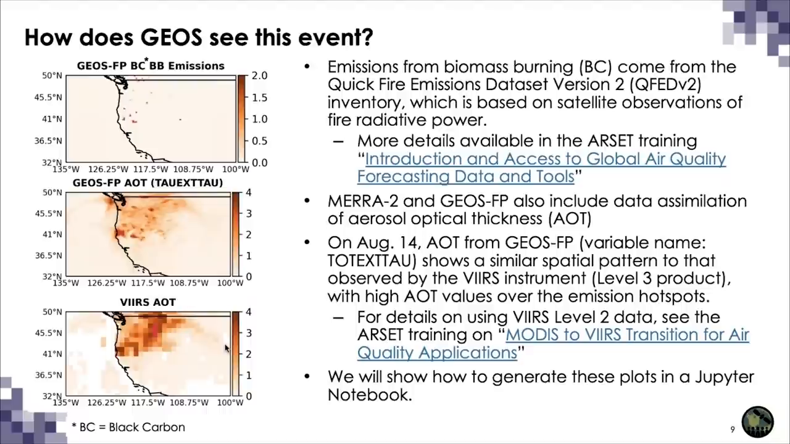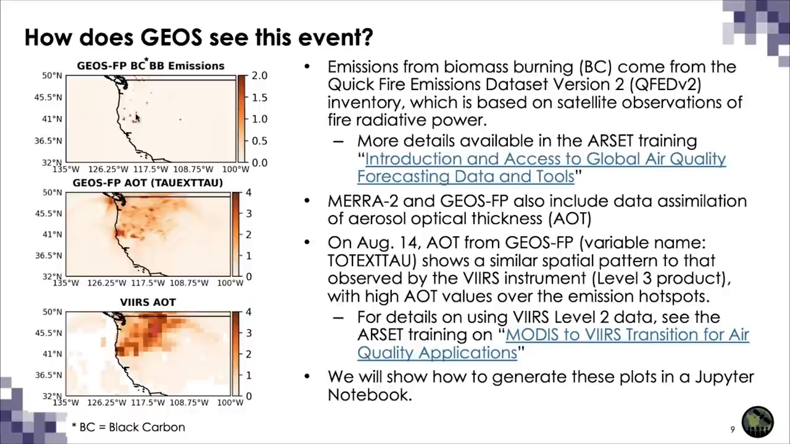The top figure on this slide shows the biomass burning emissions of black carbon that are included in GEOS-SFP for August 14. Other aerosol emissions are also included, but in this figure, I'm just showing black carbon, which is one of the aerosol types emitted by fires. You can see emissions hotspots in the grid boxes with fires.